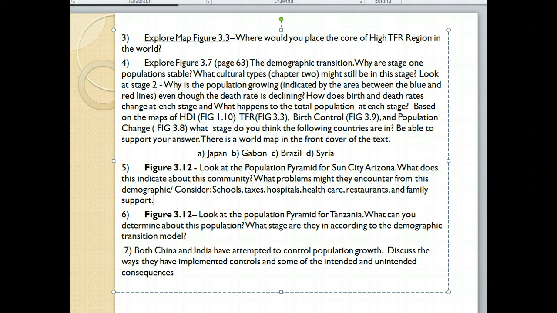And number 7, both China and India have attempted to control their population. How have they implemented those controls? And then most importantly, what are some of the unintended consequences? What are the outcomes in today's world from that population control?